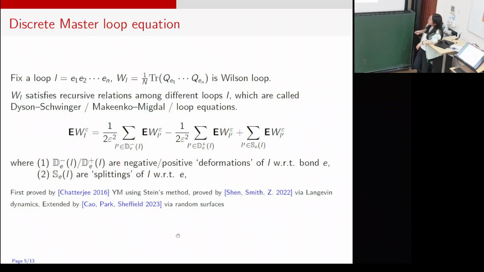But later this result has been extended by Sheffield and Park and Chatterjee using this random surface representation. In their case, this master loop equation is in fact more general. They can fix the bond, and for this fixed bond they can consider the deformation, negative deformation or positive deformation, as well as the splitting part. And now I want to explain what these operations are.